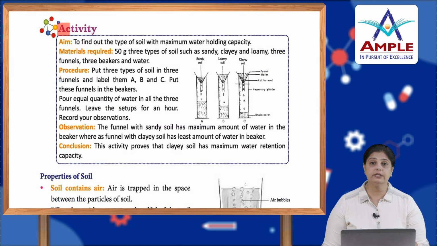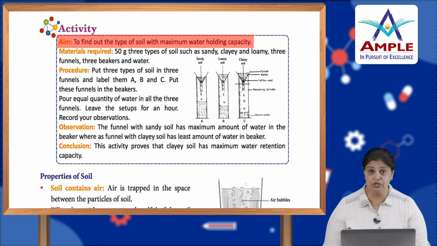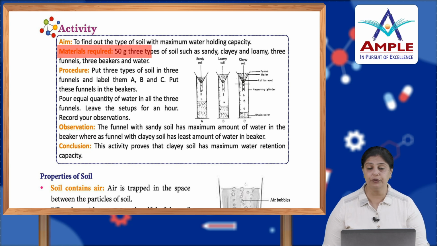Now, let us do this activity to find out the type of soil with maximum water holding capacity. Which type of soil can contain a lot of water in it? What are the materials required? You require 50 grams each of 3 types of soil: sandy, clay and loamy, 3 funnels, 3 beakers and water.